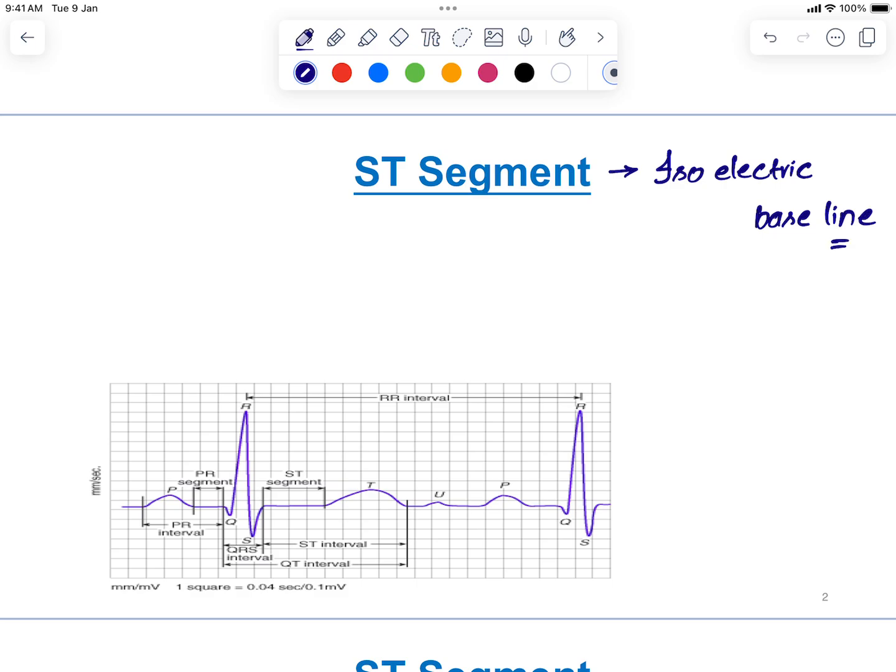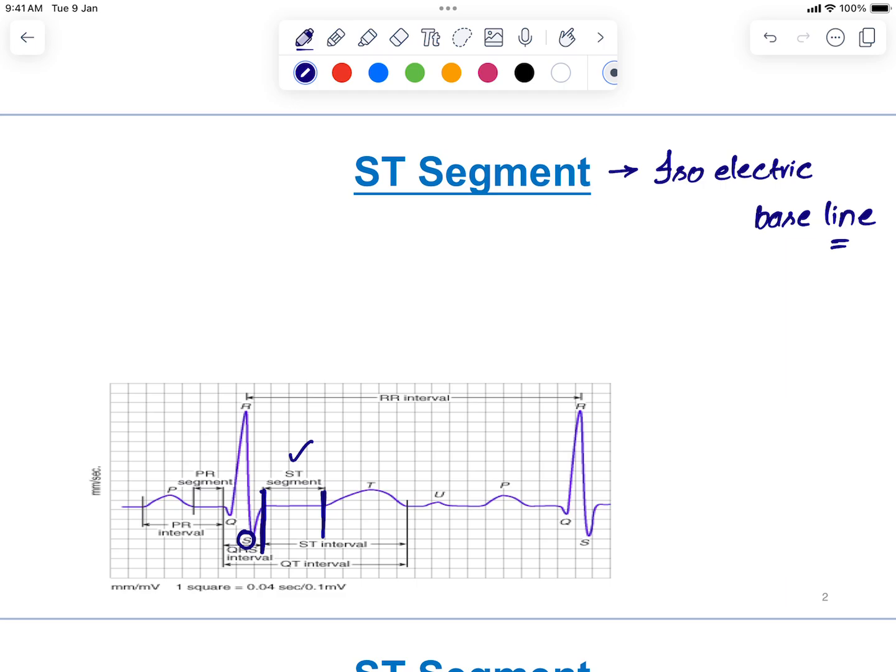And this ST segment, which is an isoelectric baseline, it is the one which is present from the end of the S wave. So this is the S wave. So it is present from the end of the S wave to the beginning of the T wave. This is what is nothing but your ST segment, which is an isoelectric baseline.